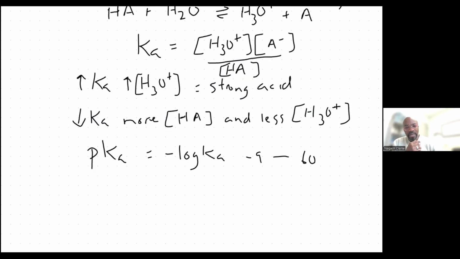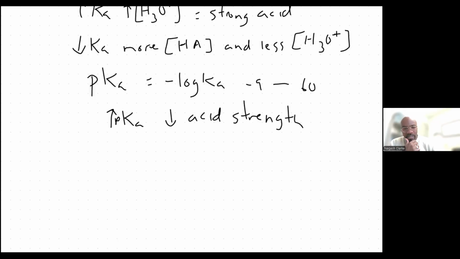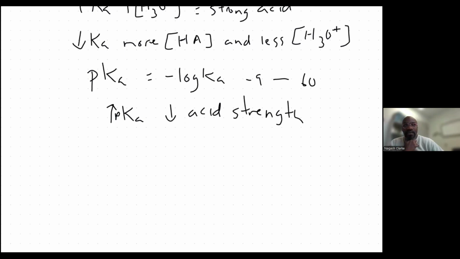So as pKa goes up, acid strength decreases. Right? So in organic chemistry, we use pKa. We can use Ka, but we use pKa because it gives us some nice numbers, like 6 or 4, 15.5 to work with. So immediately in organic chemistry, we like to think of position of equilibrium, right? Position of equilibrium.